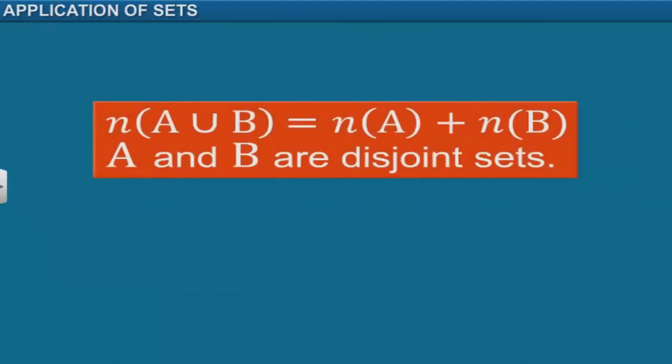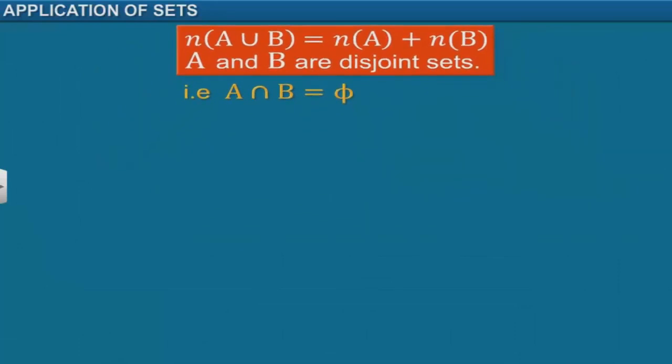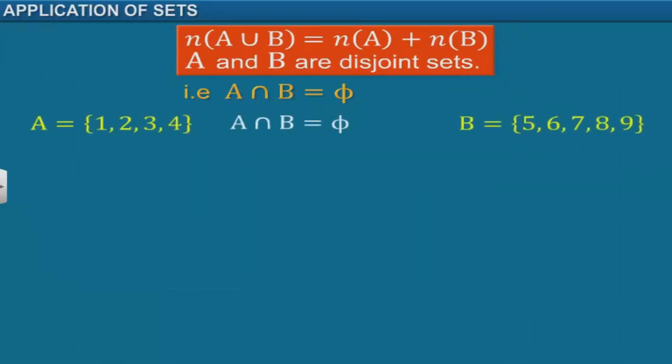To begin with, we will verify the relation n of A union B is equal to n of A plus n of B, provided A and B are disjoint sets. Let's verify the relation using an example. Let's consider two sets A and B. These sets are disjoint sets since there are no elements in common. The number of elements in set A is 4. The number of elements in set B is 5. The union of the sets consists of the elements as shown.